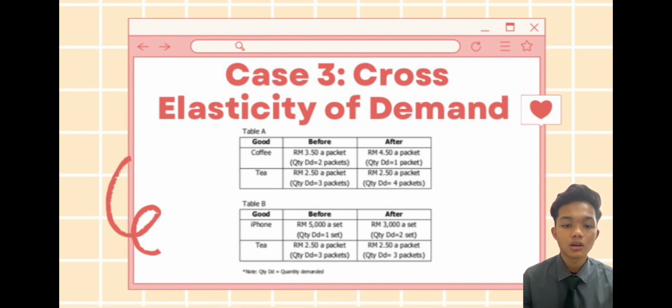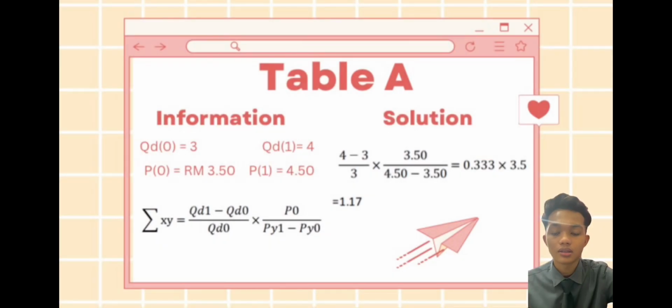packet. For tea, the old price is 2 ringgit and 50 cent a packet. The quantity demanded is 3 packets. The new price of the tea is also 2 ringgit and 50 cent a packet, and the quantity demanded is 4 packets. Now, I will explain how to get the solution for table A.